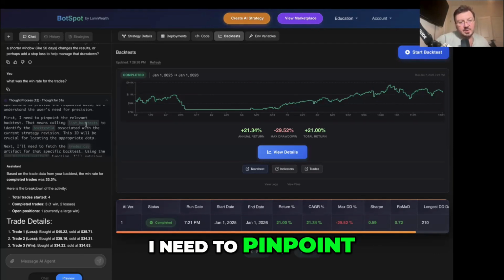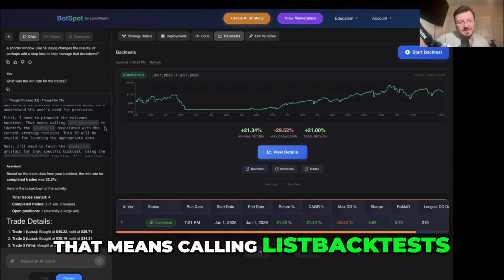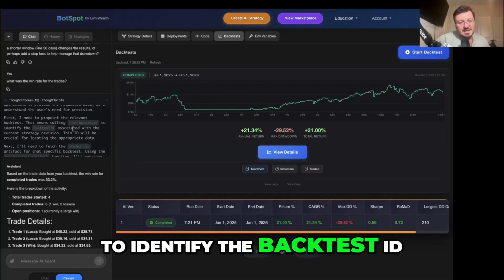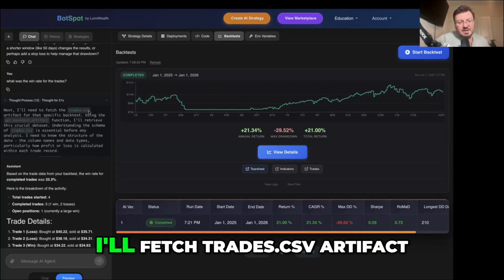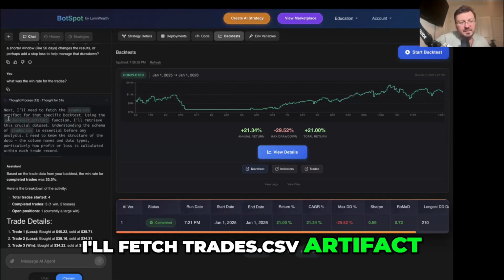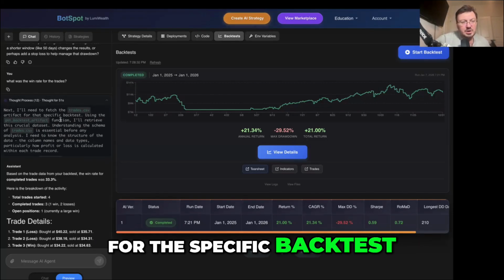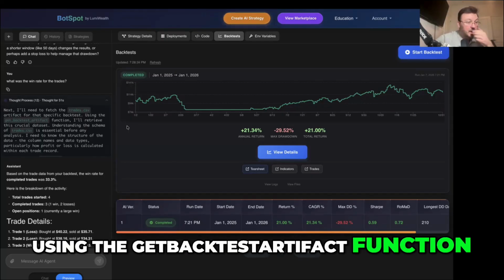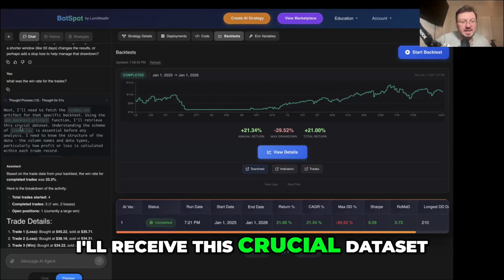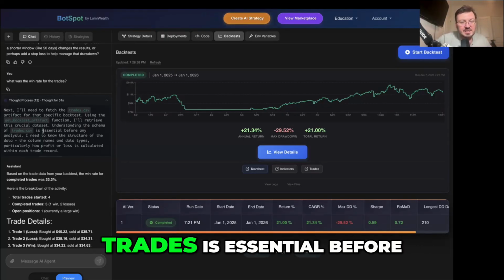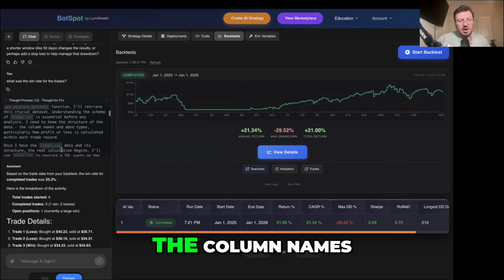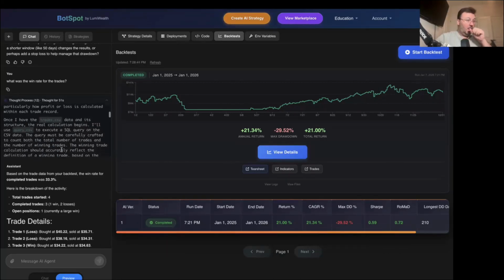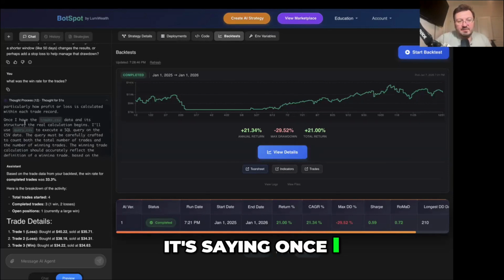First, I need to pinpoint the relevant backtest. That means calling list backtest to identify the backtest ID. This ID will be crucial. Next, I'll fetch the trades.csv artifact for the specific backtest using the get backtest artifact function. I'll receive this crucial data set. Understanding the schema of trades is essential before any analysis. I'll need to know the structure of the data, the column names, and data types. It's saying once I have trades, right?